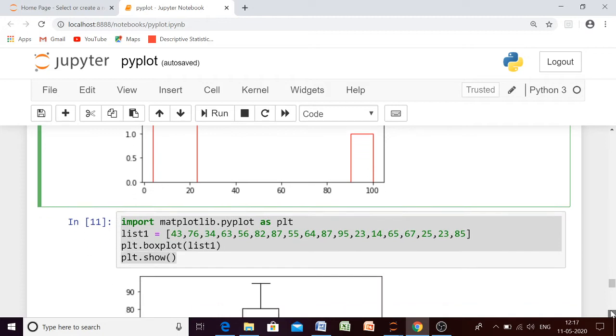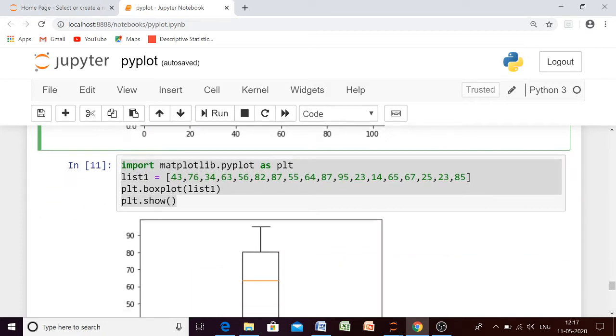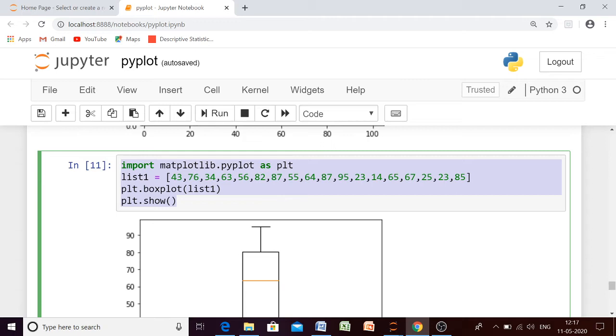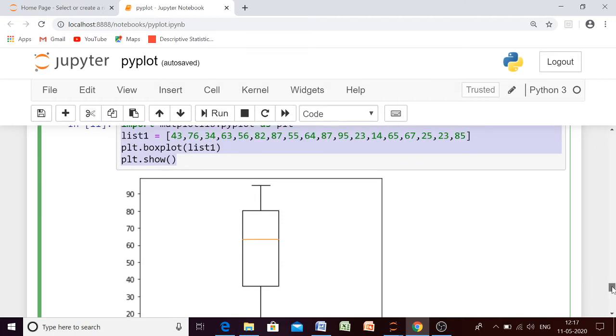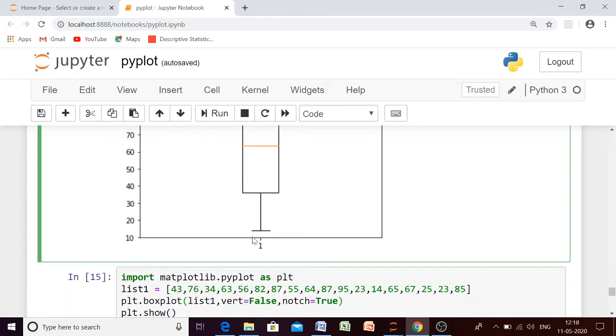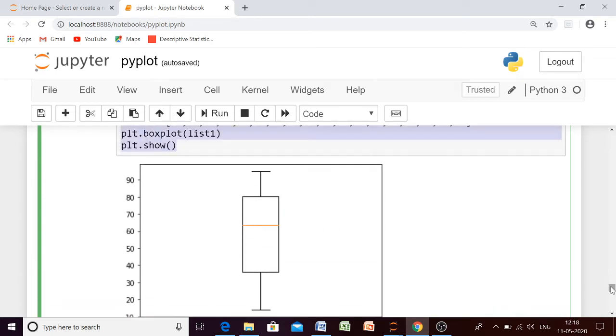To draw box plot, we are having the function box plot. Here I am having the series of my data. And you can easily draw the conclusion of how this box plot is being drawn. Just look at these values. 14 is the minimum value, and which is the maximum value? 95. It means this one should represent 14. Yes, it is 14. And the topmost bar should represent the highest one, 95.